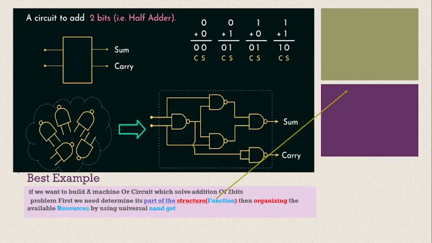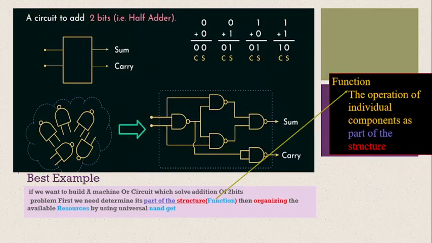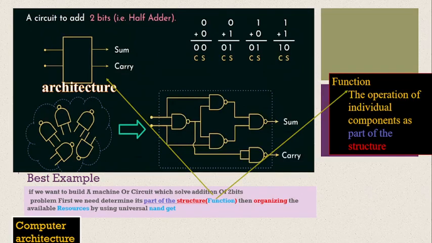So structures, parts of structures. When we say function, we are speaking about the operation of individual components as part of the structure. What? The operation of what? Individual components as part of the structure we are putting. Okay, which means by default we are designing. This is architecture. This is the best example of what? Architecture, which means computer architecture. So function is the operation of individual components, as we see. Here we have some, here we have carry. So this is computer architecture.